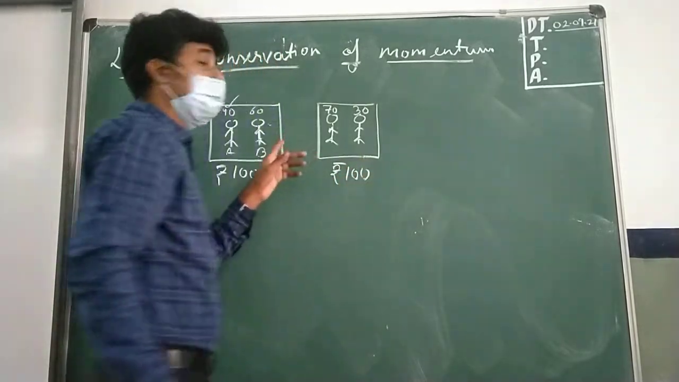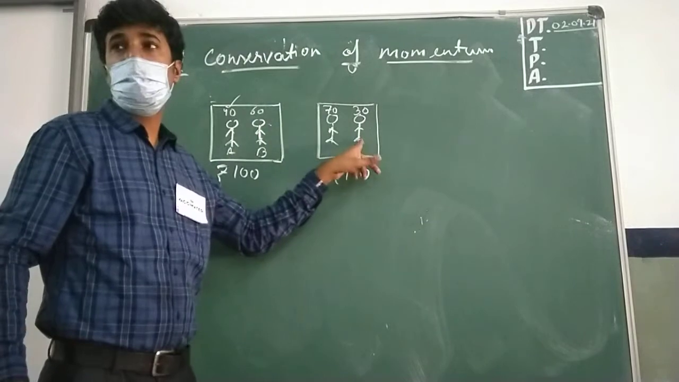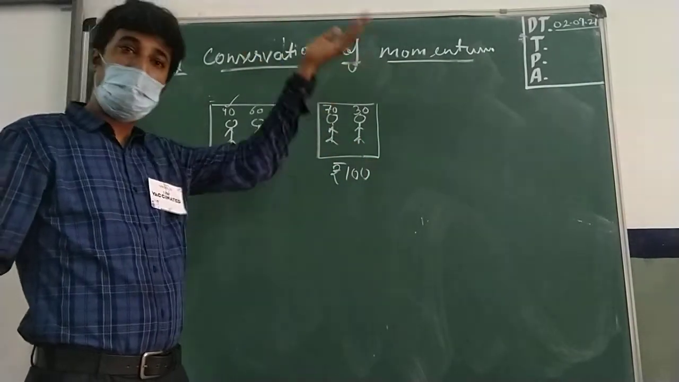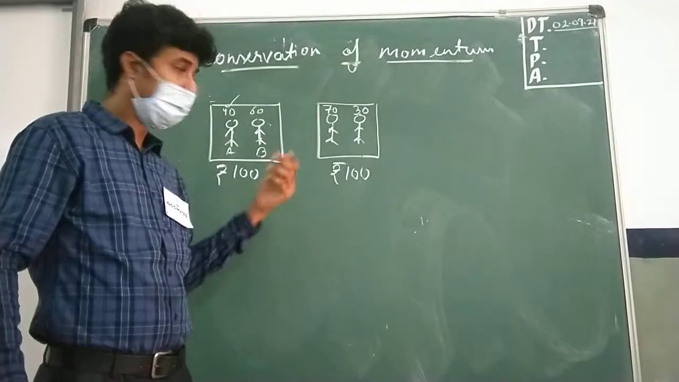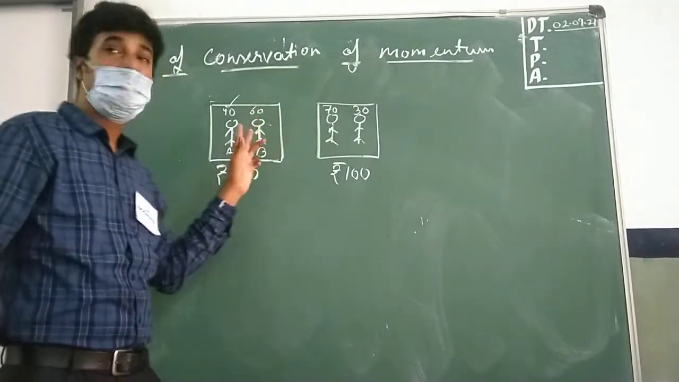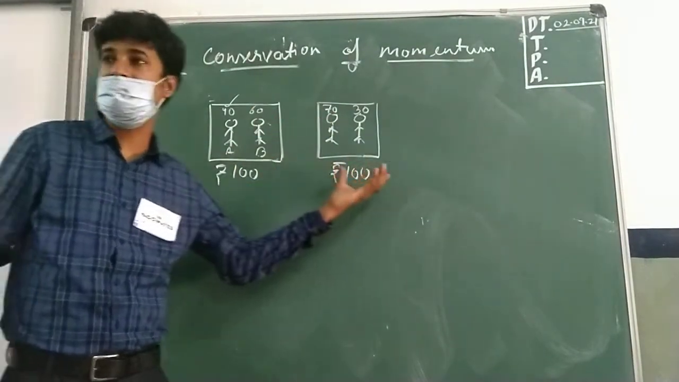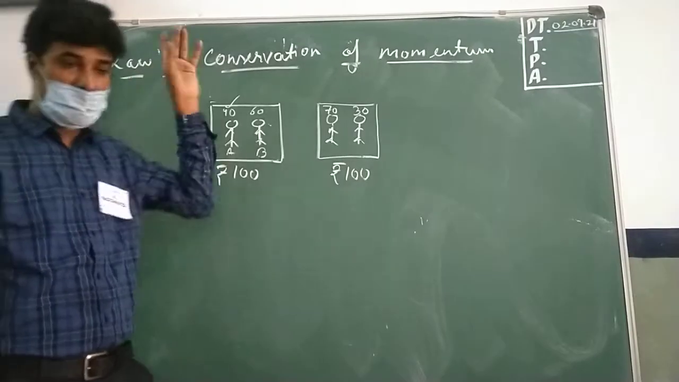Now also the total amount of money is 100. From here to here, money has neither been spent nor has any money come into the house. In both cases, this is conservation of money. Before the fight and after the fight, the total amount remains the same. Now I am going to apply this in the law of conservation of momentum.